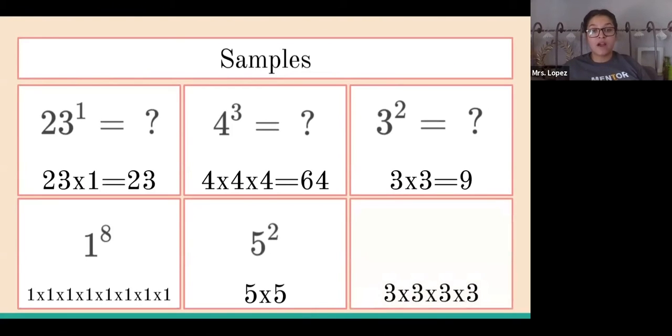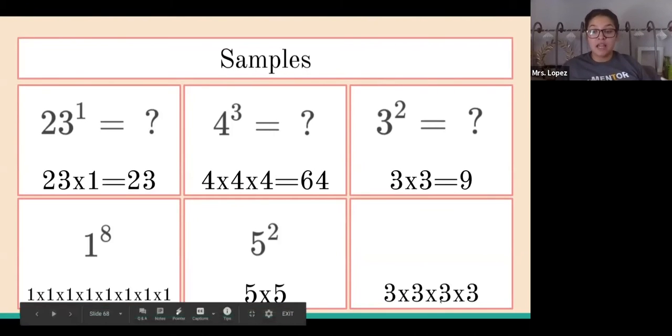And our last and final sample for this one is 3 times 3 times 3 times 3. We want to know how many threes are there, and that is going to be our power. So we're going to write 3 as the base, and how many threes are there? 1, 2, 3, 4. There's 4 threes, so you're going to write 3 as the base and 4 as the power because you're multiplying 3 by itself 4 times.